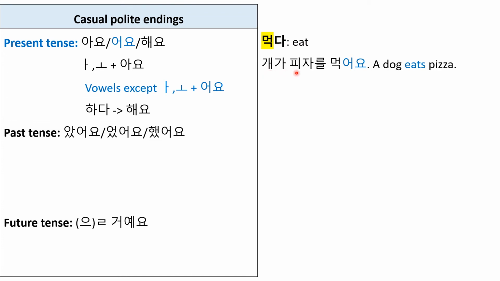개가 피자를 먹어요. Dog subject particle, pizza object particle, eat. A dog eats pizza. Korean verbs always come last in a sentence.